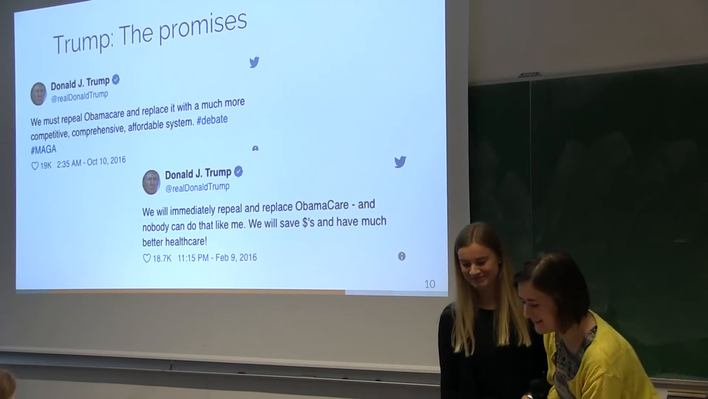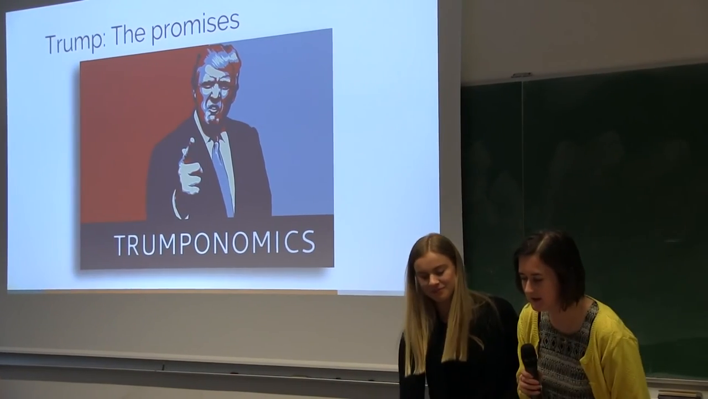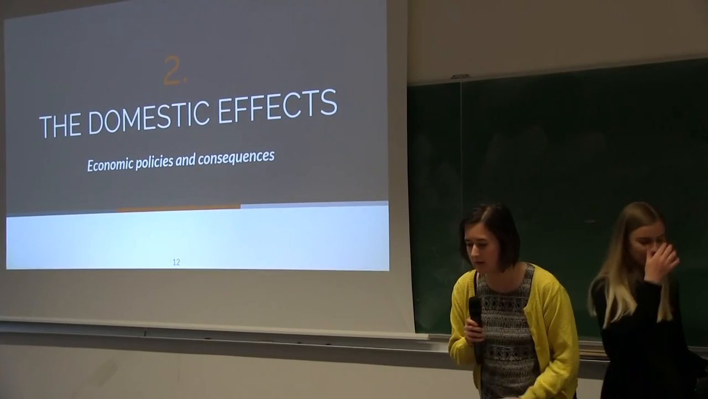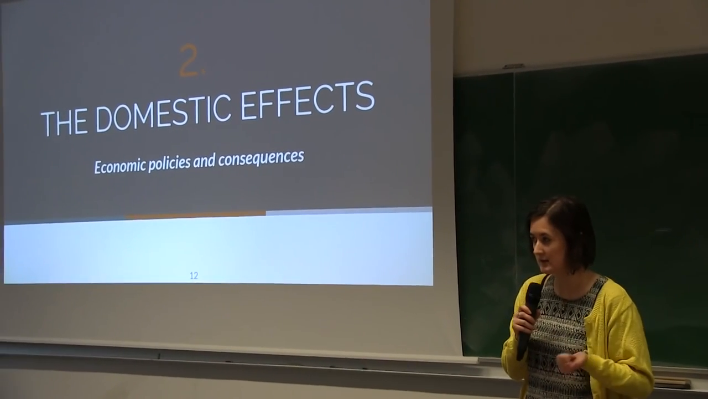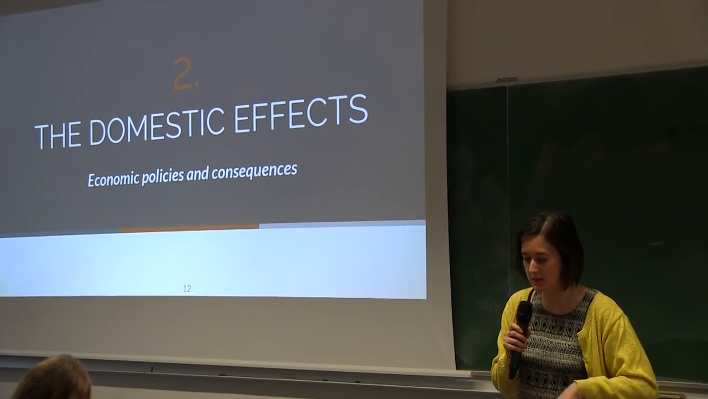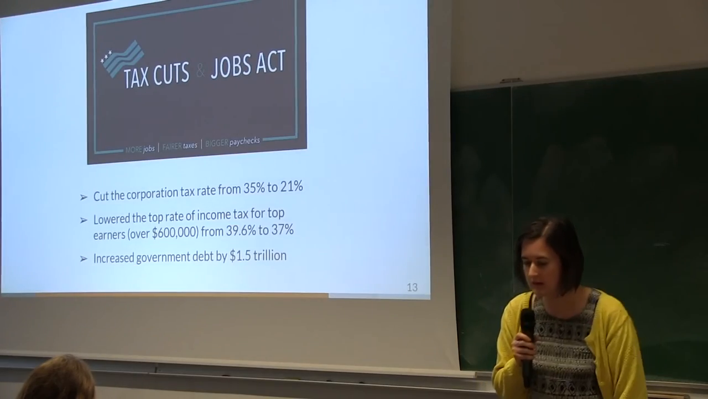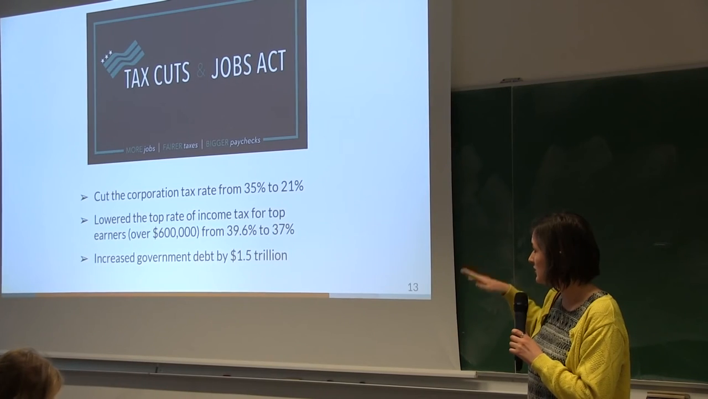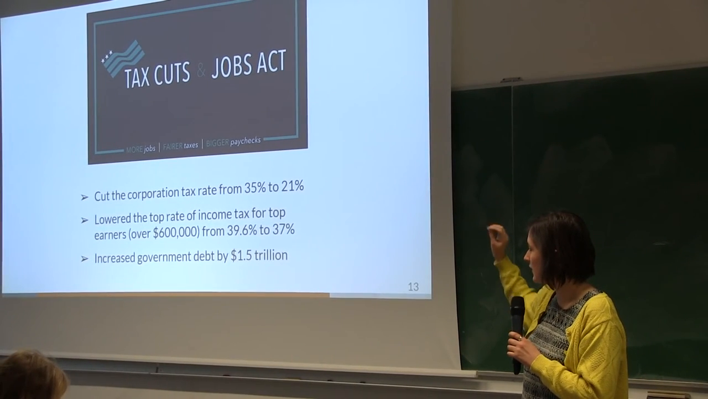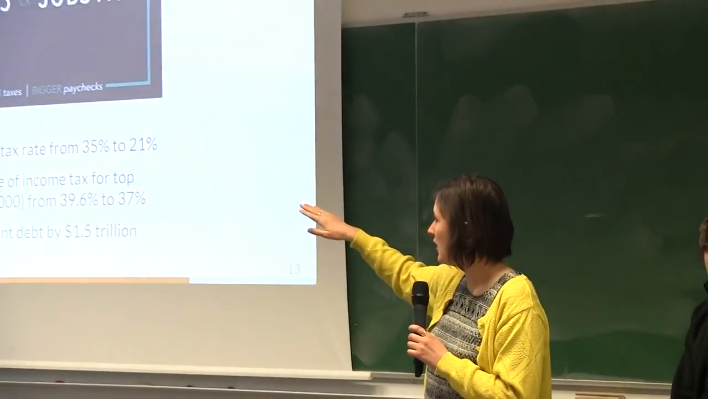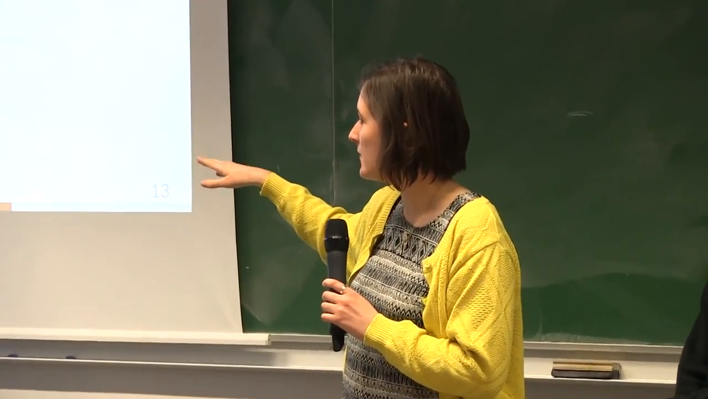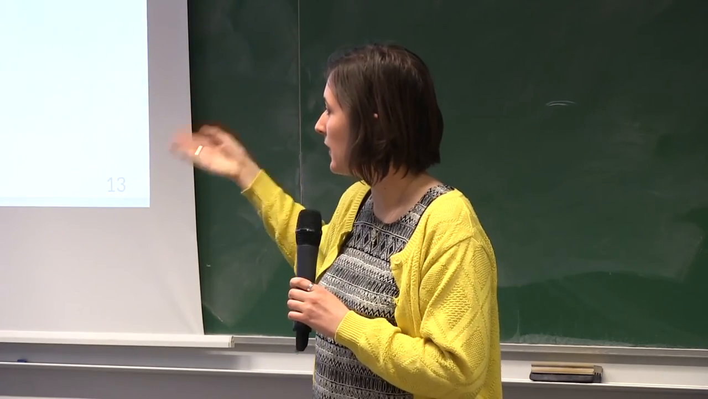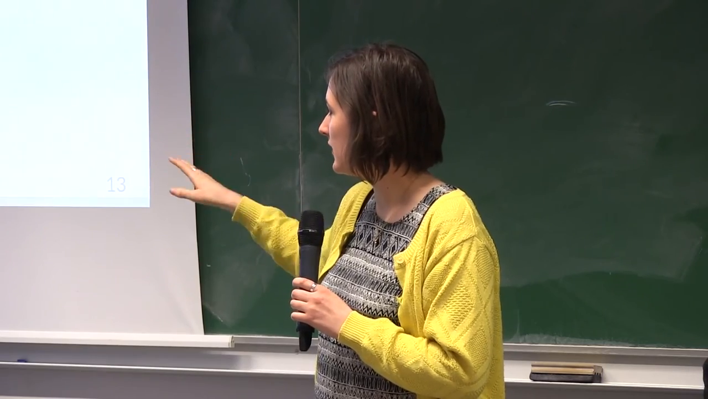There you go. Thanks. Sorry. So yeah, turning towards the key effects of the key economic policies, the Tax Cuts Act and the tariffs, from the perspective of the domestic effects on the US economy. The Tax Cuts and Jobs Act was passed in December last year, and as was highlighted in the previous presentation, the key changes were the cut in the corporation tax, which was the highest in US history, and also the lowering of the top rate of income tax for those earning over $600,000. And this is going to leave a black hole in the government finances of $1.5 trillion over the next 10 years.